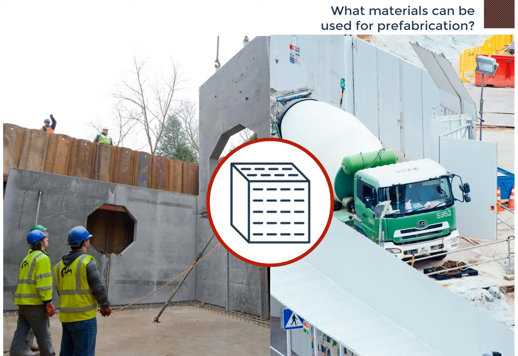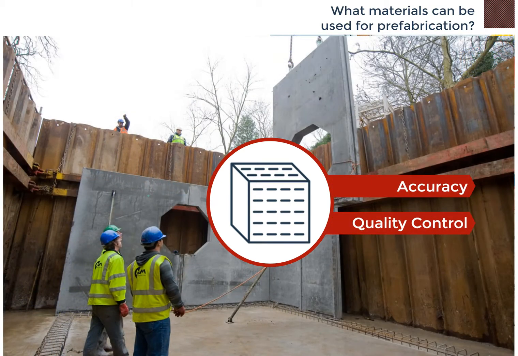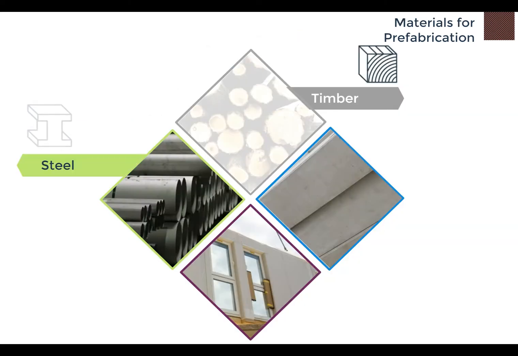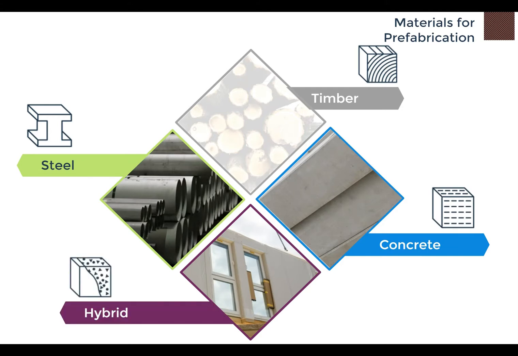The key differences between the in-situ and prefabrication approaches are accuracy and quality control, with, in the case of the latter, elements of the building being quality checked and tested off-site before being assembled rather than built. It is structured around the following four main material headings: timber, steel, concrete, hybrid.